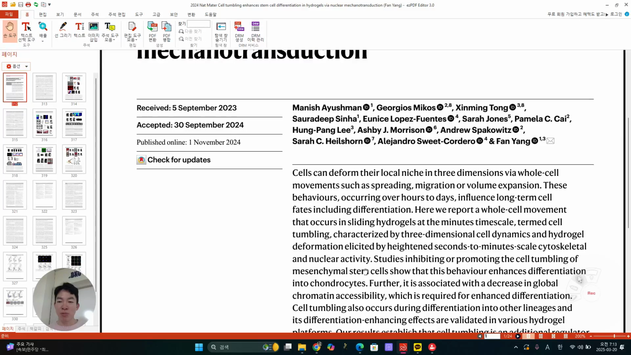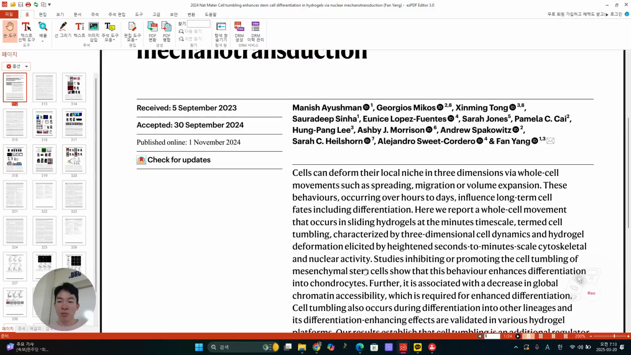But the beauty of the study is that these two different hydrogels, CG and SG, have similar elastic modulus, similar stiffness, around, as they said, 4 kilopascal. Yeah, this is around 3 or 4 kilopascal.